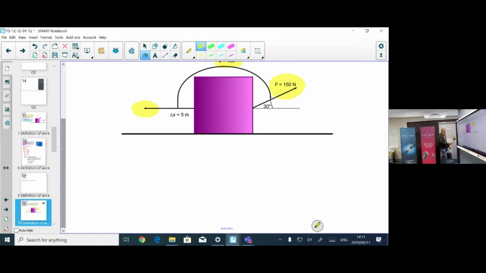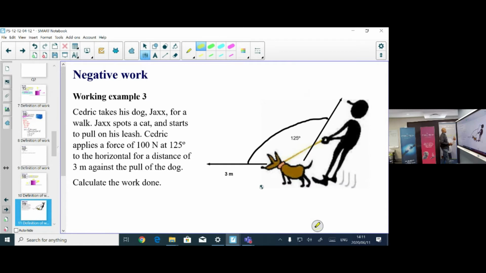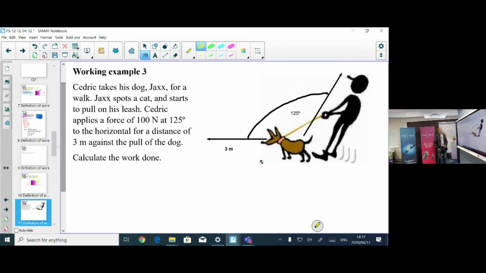Okay, let us look at the example. Cedric takes his dog, Jax, for a walk. Jax spots a cat and starts to pull on his leash. Cedric applies a force of 100 Newton at 125 degrees to the horizontal for a distance of 3 meters against the pull of the dog.